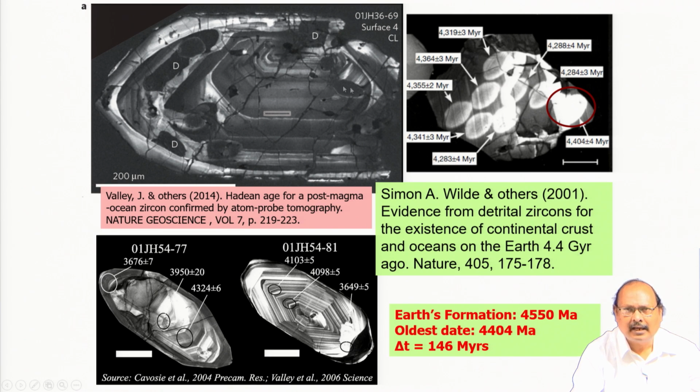You see I have shown you 3 examples here, and this is the work that was done by Professor Simon Wilde and his co-workers in 2001. They found a spot with a date of around 4,404 million years old, and all these spots that have been found in that zircon crystal are of the order of older than 4,000 million years.